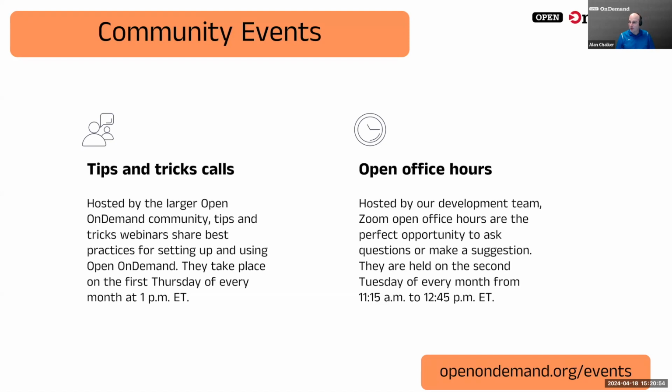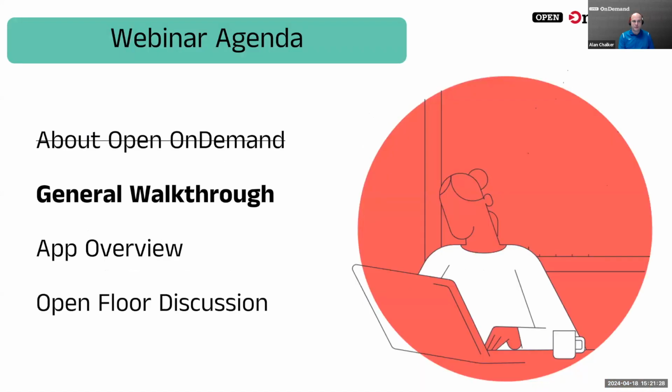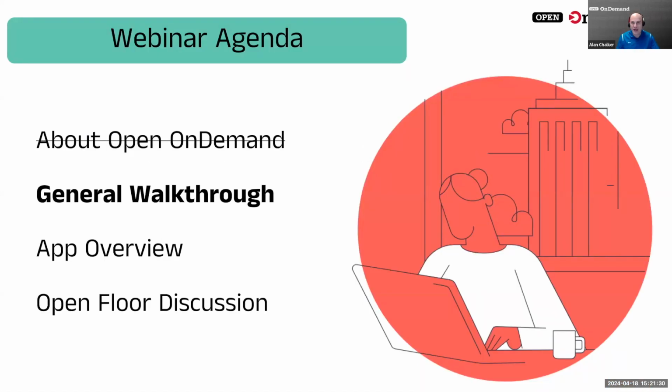And then the final thing I've got here is we do have regular community events. I think I saw Martin Kuma in the participants list, and Martin runs a tips and tricks call every month, on the first Thursday of every month, where the community can present different things. We've had some fantastic things over the years, and those are archived, and you can view the videos after the fact. We also have open office hours on the second Tuesday of every month, where the development team that you see on here just sits on a Zoom call and helps answer questions and deep dives into stuff.